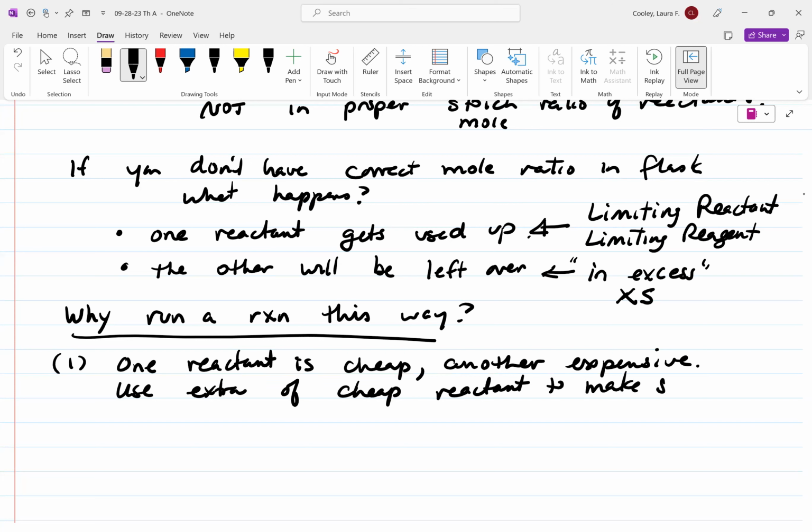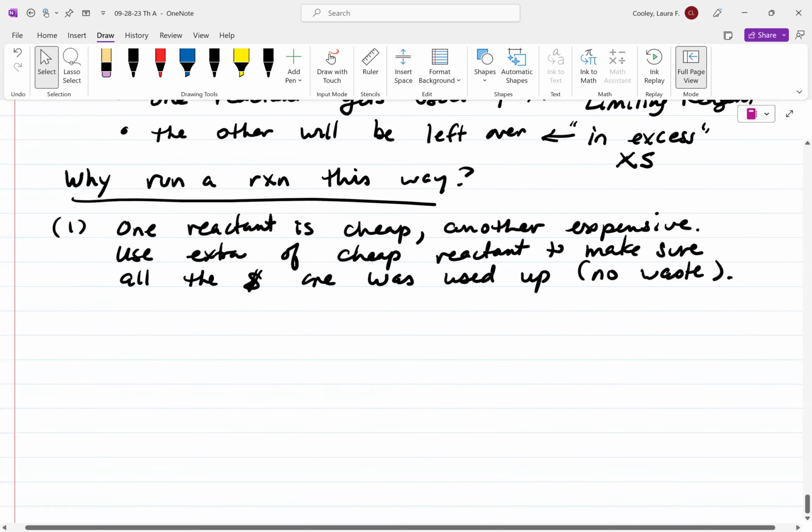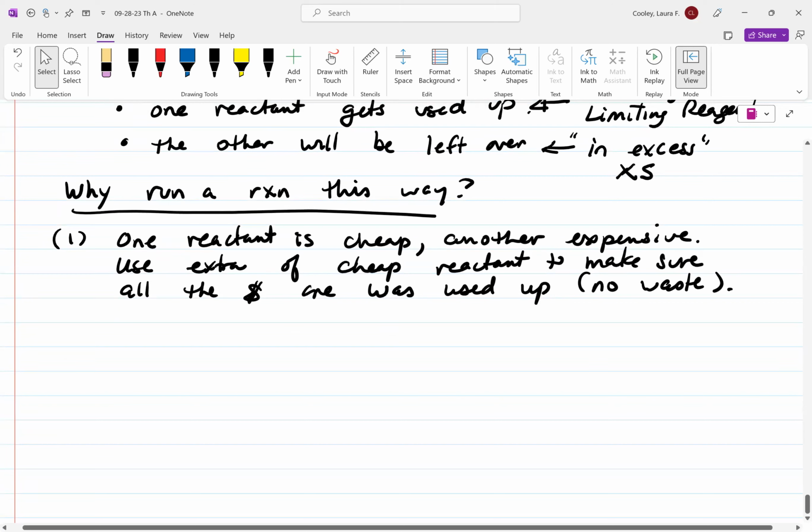to make sure all the expensive one was used up with no waste. You don't want there to be leftover expensive reactant. What's that? How do you know how much more? Oh, I don't know. Maybe you put 20% more or something. I don't know the answer to that. Maybe it doesn't even matter that much. I mean, you don't want to drive the equilibrium the other way, but there's a lot of things in that question that are deeper than what we talk about here.